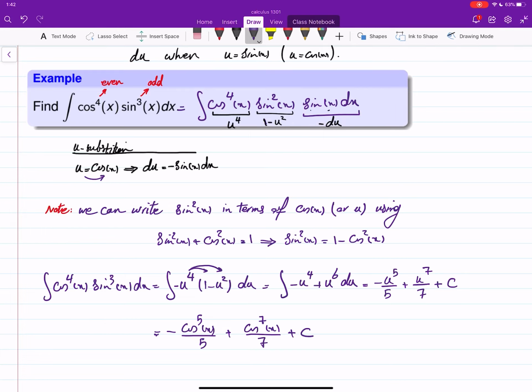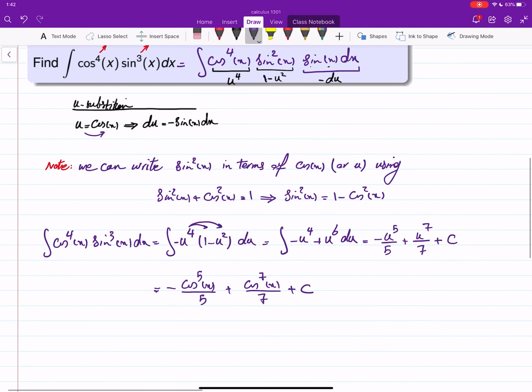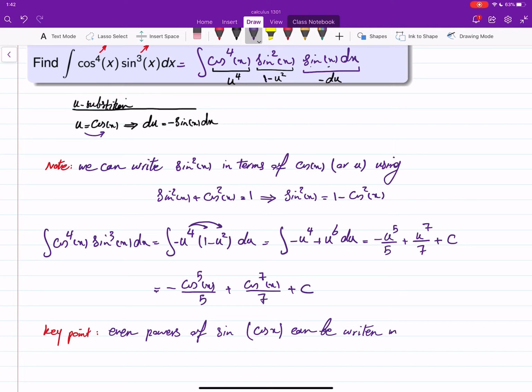That's the integral. So not only do I need to know that substitution works, the key point for this example is that even powers of sine can be written in terms of cosine x. If it was cosine, then you can write it in terms of sine x.